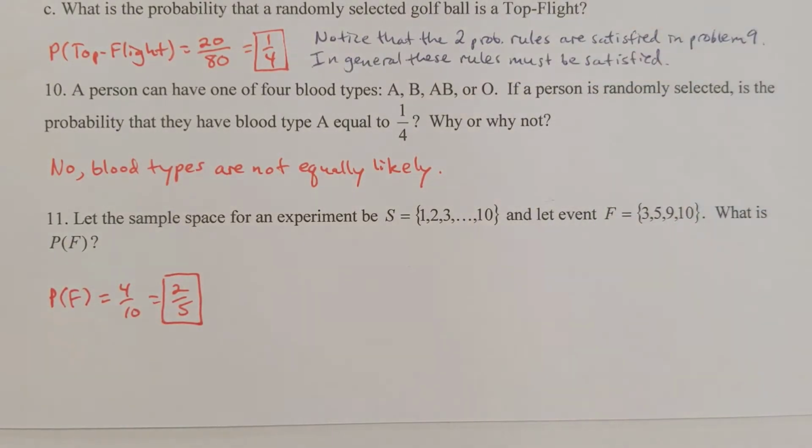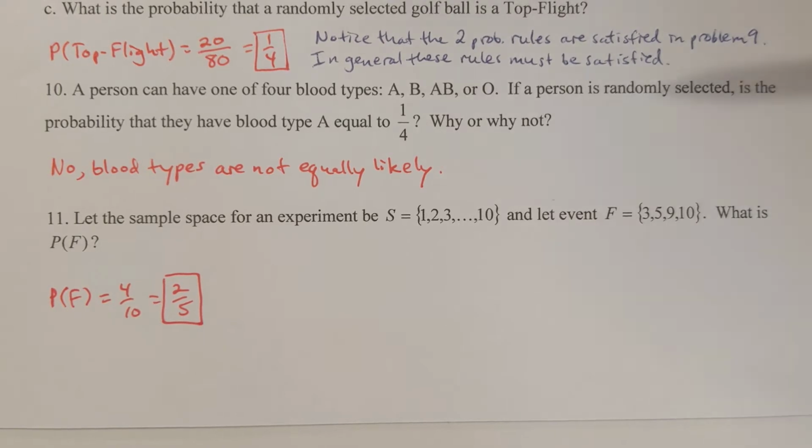We're on problem 10, where it says a person can have one of four blood types, that's A, B, AB, or O. If a person is randomly selected, is the probability that they have blood type A equal to 1/4? Why not? Well, there's four blood types, right? So is it 1/4? And the answer is no, because blood types are not equally likely, meaning that they're not equal in size. So, in other words, the number of people who have blood type A in the world is not the exact same number as the number of people who have blood type B, and that's not the exact same number as the people who have blood type AB, etc.